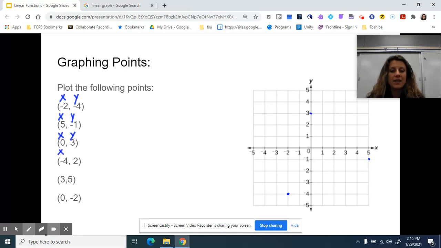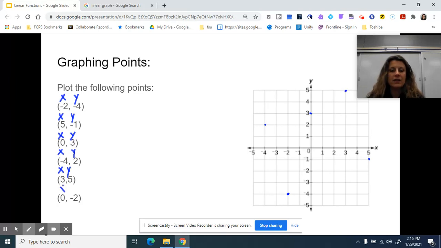The next point has an x value of -4 and a y value of +2. So an x value of -4, we're going to move left 4, and a y value of +2, we're going to move up 2. The next point is 3, 5. So we're going to move right 3 and up 5.